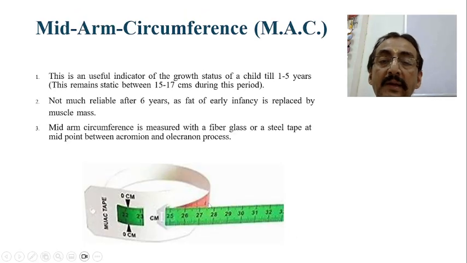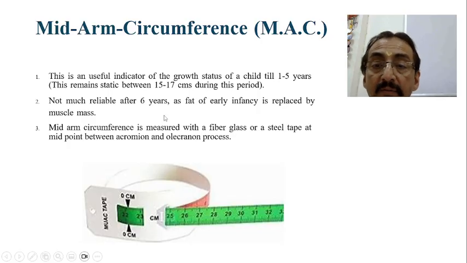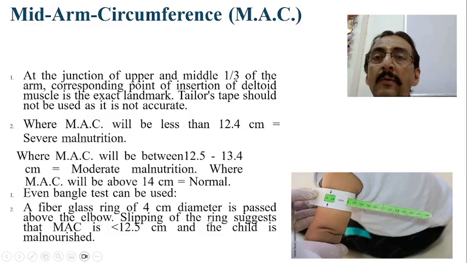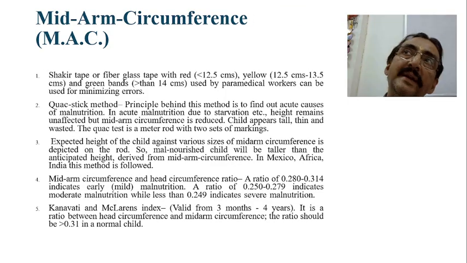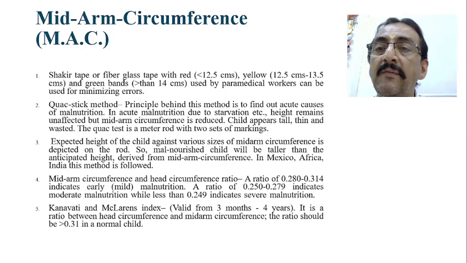So here this is actually the red marking. This red mark comes over here if it is severe malnutrition, that is less than 12.5 centimeter. Then comes a yellow marking. It is somewhere here. It is not seen here. If it comes here, it is moderate malnutrition, in between 12.5 to 13.5. And if it is green, definitely it is above normal. Therefore, Shakir tape is considered one of the best tapes to measure the mid-arm circumference.